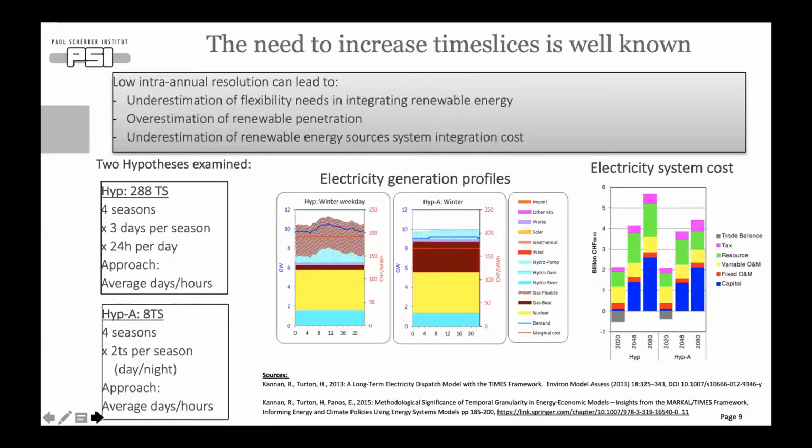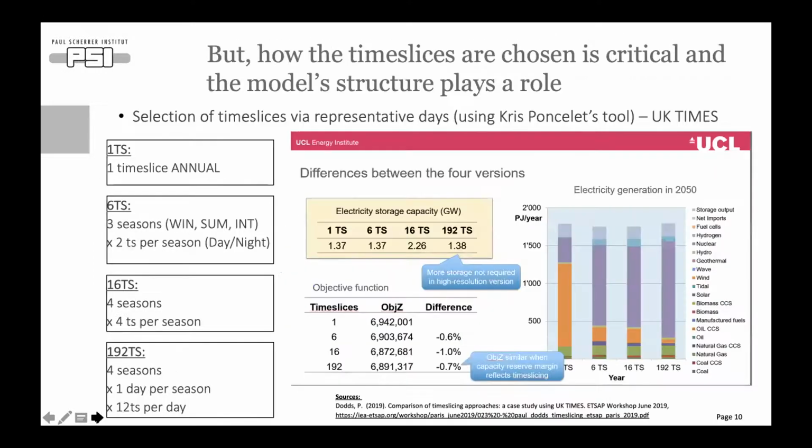that by having a coarser deterministic model, we have an issue capturing the variability of renewable energy, the needs of flexibility, and the overall integration cost. So as you see here, the system cost in the hypothesis with 288 time slices is much higher than the system cost with the hypothesis with the lower time slices. And also, as you can see on the electricity generation profiles, we miss the deployment of flexible capacities to cope with the integration of renewables. So next slide, please, Tom.